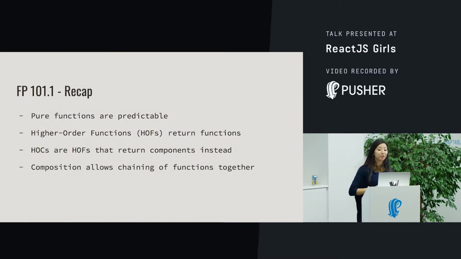So to recap, pure functions are predictable. They don't allow for any side effects. They don't mutate any data elsewhere. There's no shared state. A higher order function is a pure function that returns another function. A higher order component is a type of higher order function that returns a component instead of a function. And composition is the act of merging them all together.